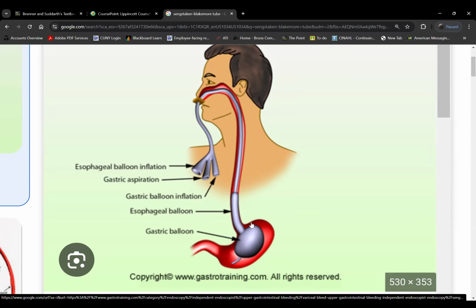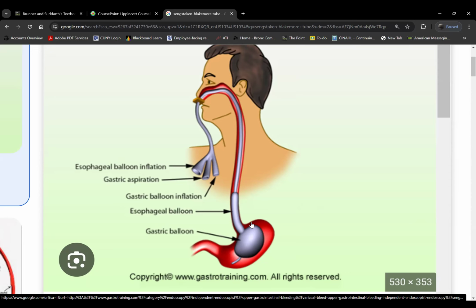This will compress the bleeding varicose veins, okay, to stop the bleeding. So this will be in for 24 to 48 hours. After that, we take it out, send the patient to endoscopy, and then fix it permanently. So this is just an emergency. This is a rescue procedure, right? To stop the patient from bleeding. Then once stable, we send them to endoscopy.